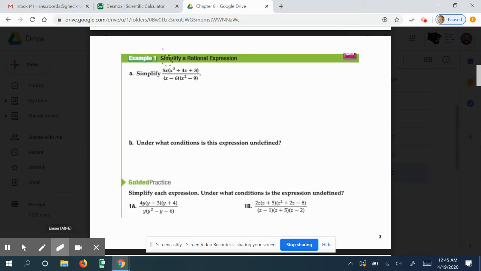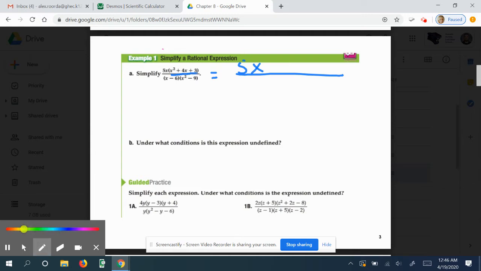Example 1. We're going to simplify this expression. Now, what we're going to have to do is break down our polynomials that are not factored yet. So the first one, 5x, is already factored. We don't have to do anything with that. But with the next part right here, we have to break it down into its two factors.